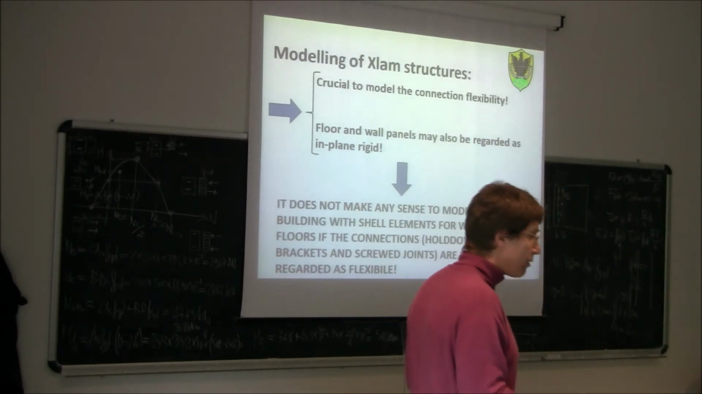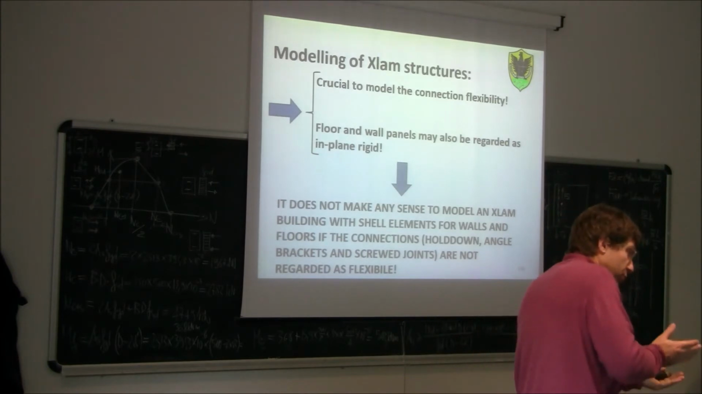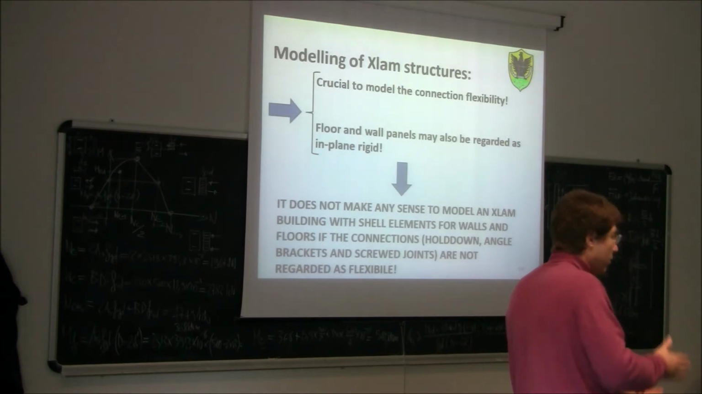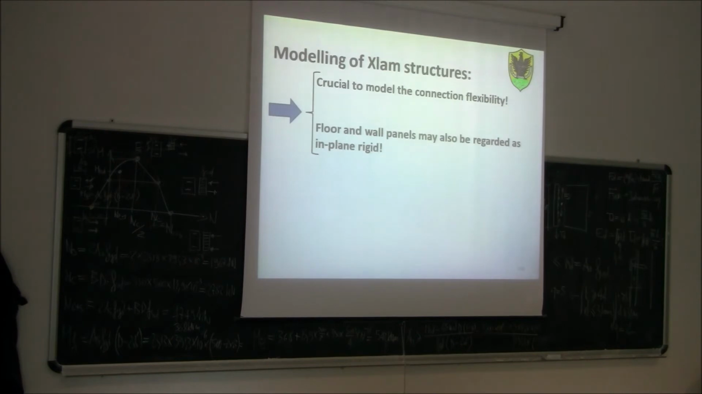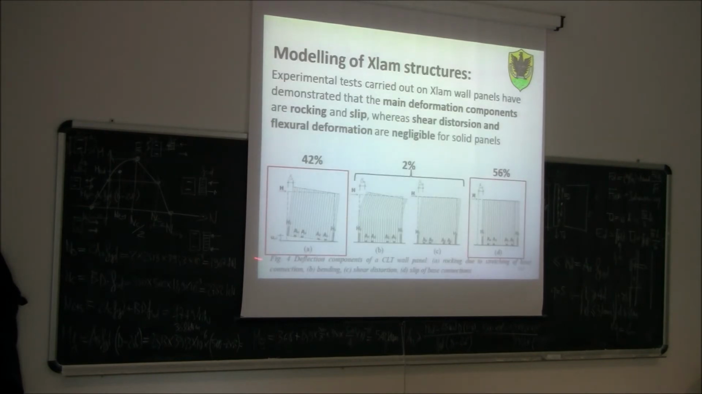it's not enough to use shell elements glued to each other, so floor and wall, without any disconnection. We need to take into account that those connections are flexible, because you see that those two components of the deformation account for 98% of the total deformation. While by using shell elements for the wall and the floor, you will account only for the 2% if you don't model this flexibility here.